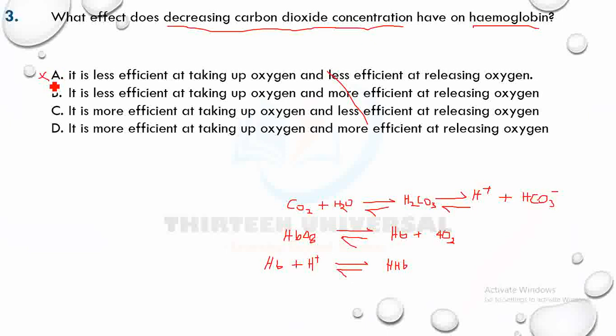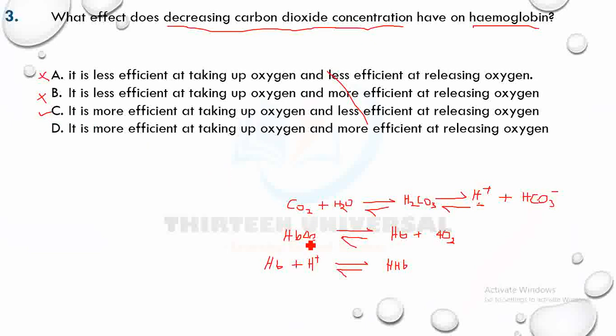Okay? There is no competition for the binding site on hemoglobin. We have less of this. Now B says it is less efficient at taking oxygen. It will not be less efficient at taking oxygen because we have less CO2 and therefore less proton. So let's check C and D out. It is more efficient at taking up oxygen, that's correct, and less efficient at releasing oxygen. Yes. So it will not easily release oxygen.